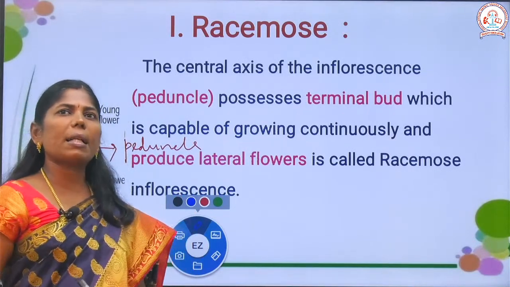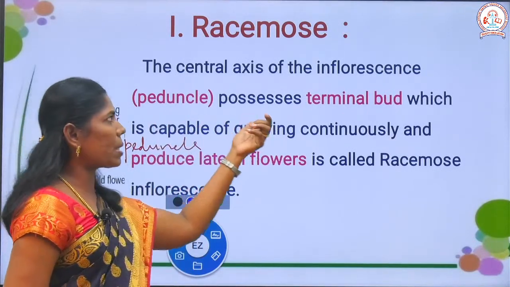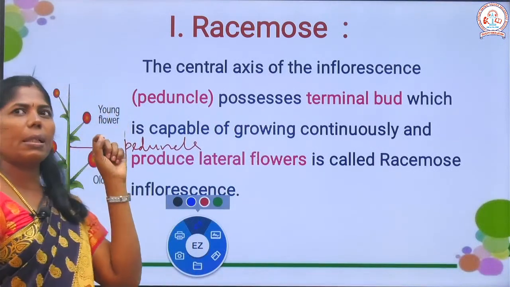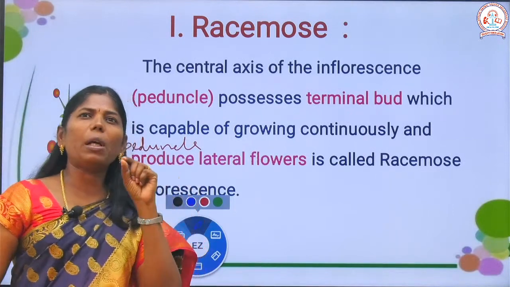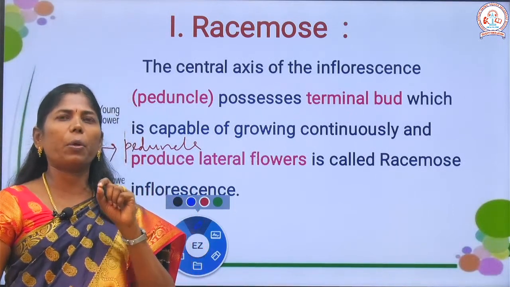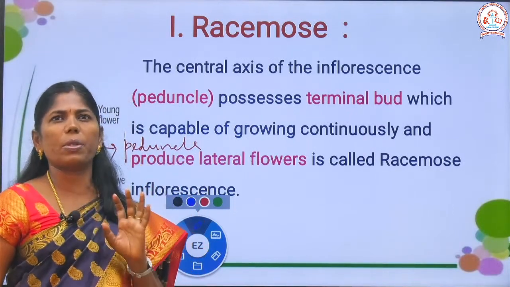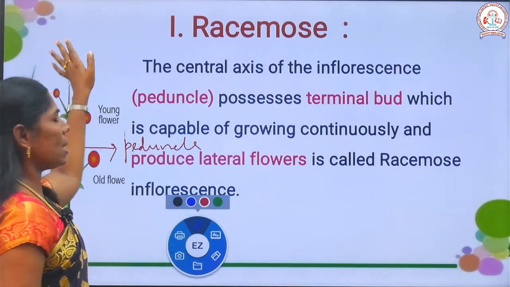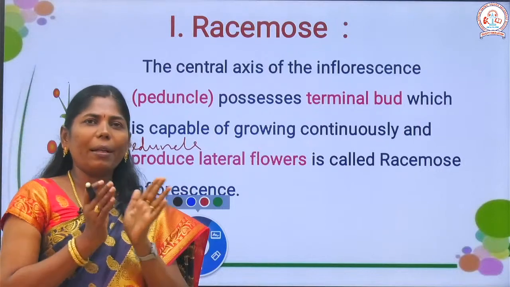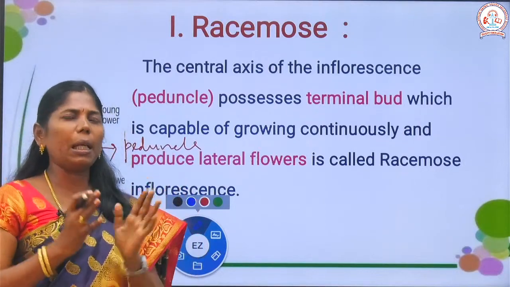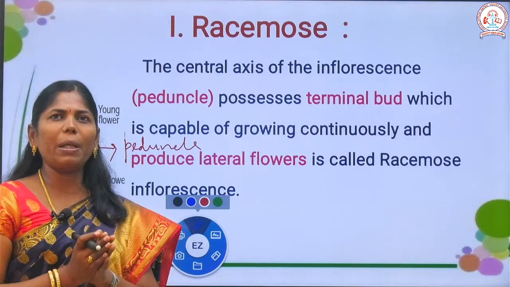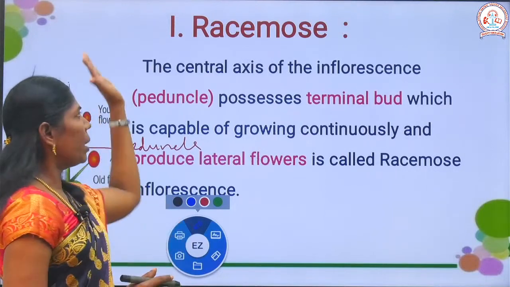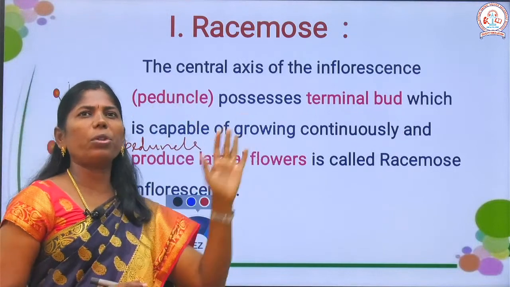So, the central axis of the inflorescence, the peduncle, possesses a terminal bud, which is capable of growing continuously and producing the lateral flowers; these are called racemose. The terminal bud is continuously producing on the lateral branches. If it had a terminal bud, the growth would be stopped, so that peduncle has continuous growth.